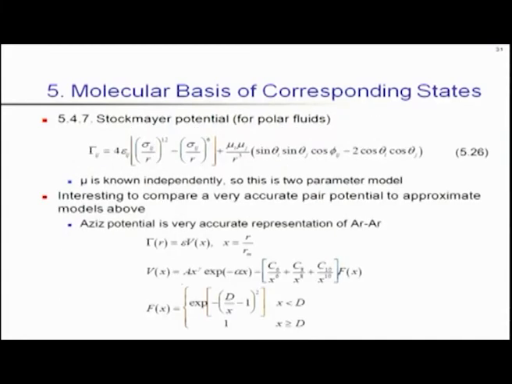Now, if the fluids are polar, then we have to consider not just the dispersion term, which is typically given by Lennard-Jones, but other terms which include the dipole-dipole interaction. So, when you include this LJ term plus this term, where mu is the dipole moment, we have such a potential model as the Stockmayer potential.